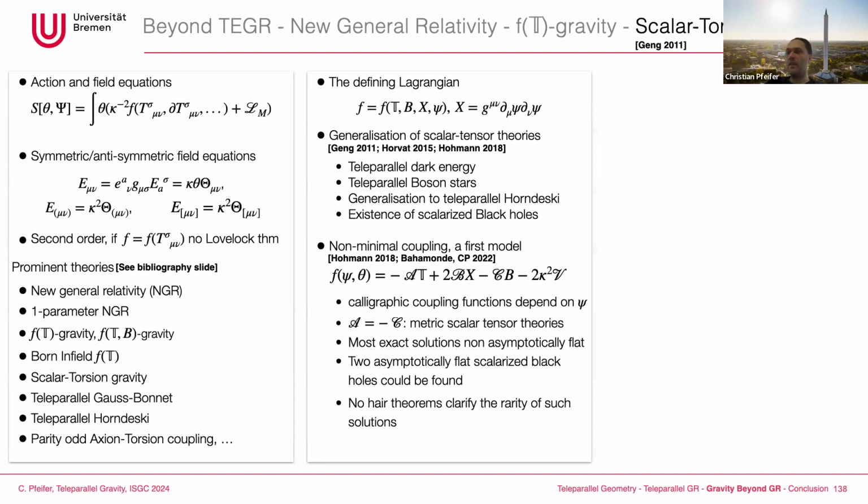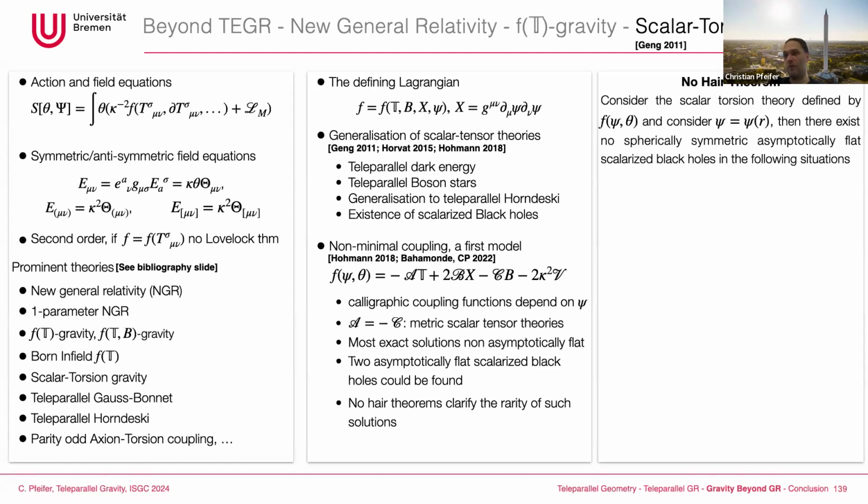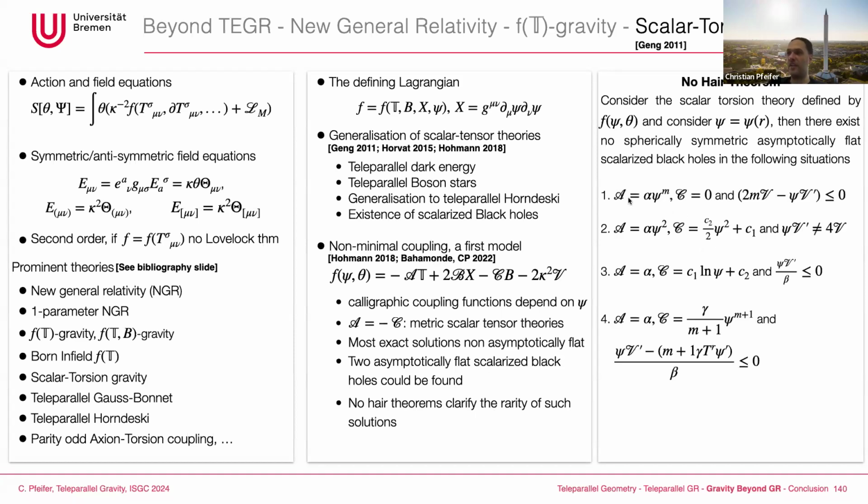Right. And that there exist so few asymptotically flat black hole solutions can be understood in terms of certain no-hair theorems, or a certain no-hair theorem for teleparallel gravity theories coupled with a scalar field, which we formulate in the following way. So we consider a scalar torsion theory, which is defined by this f of psi and theta, and we consider that psi has the same symmetry as the background metric. Then we find that there exist no spherically symmetric, asymptotically flat, scalarized black hole solutions when we impose the following constraint on the coupling function.